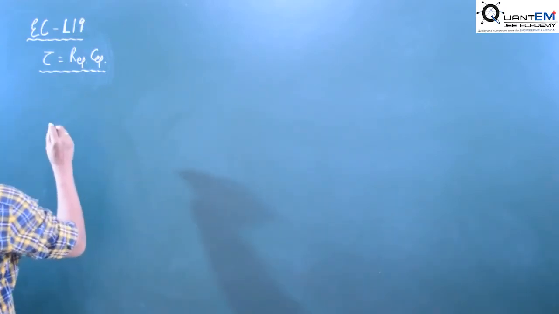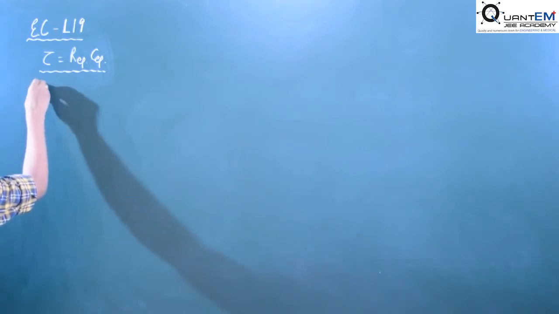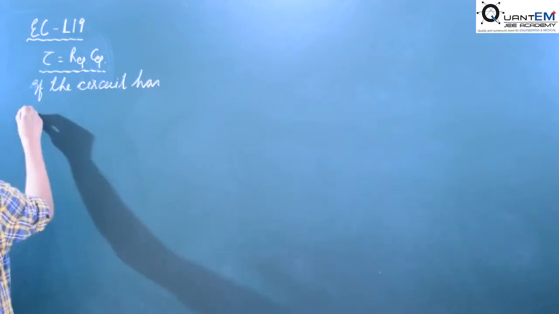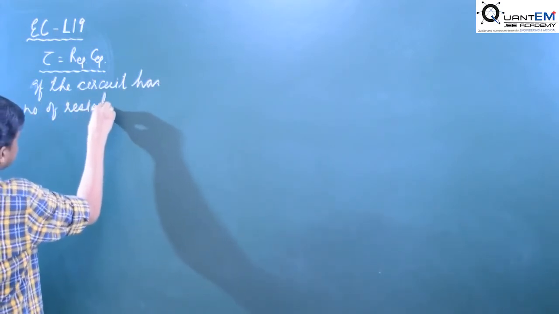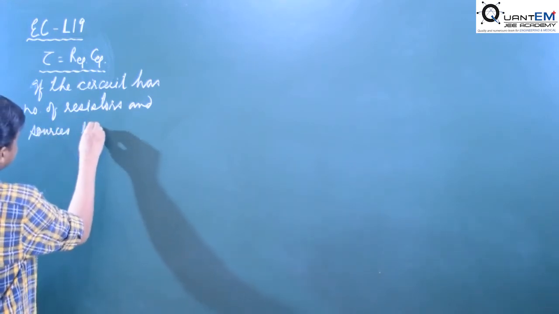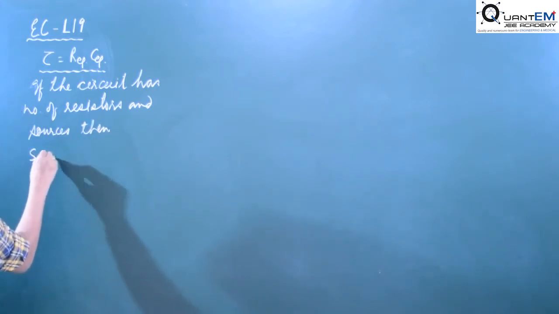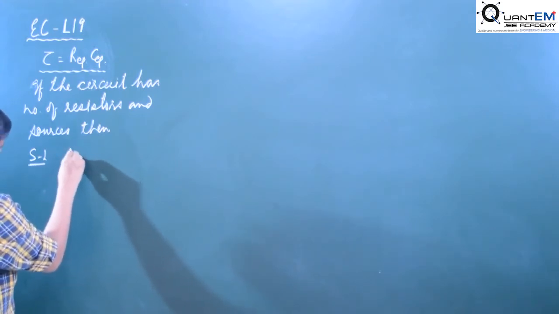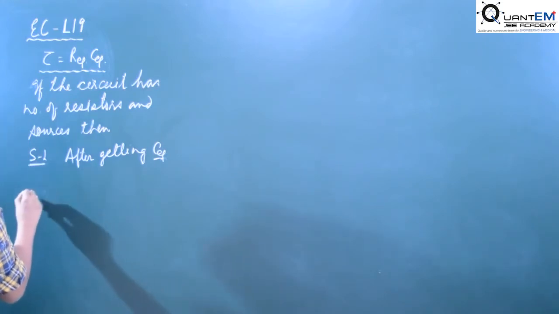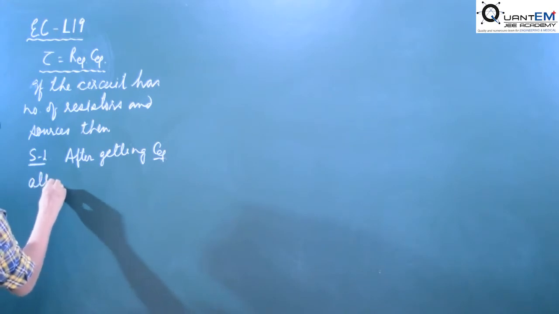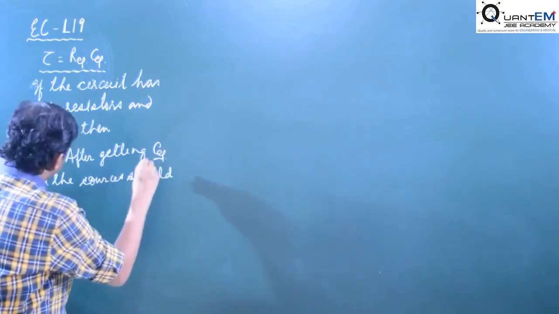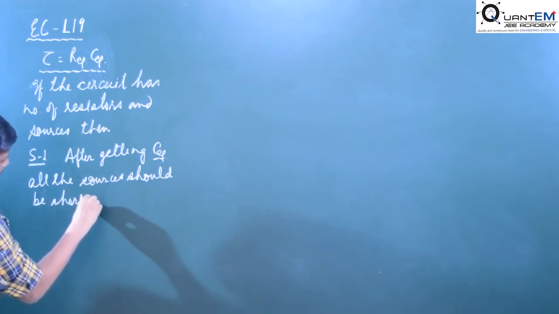For a CR circuit, say what we have to do: if the circuit has a number of resistors and sources, batteries, then first step, after getting the equivalent capacitance of the circuit, all the sources should be short circuited.